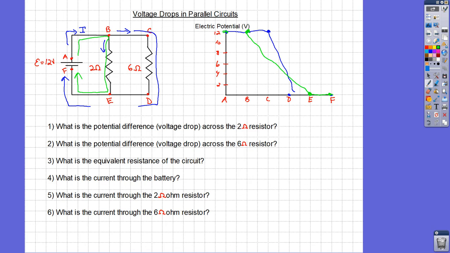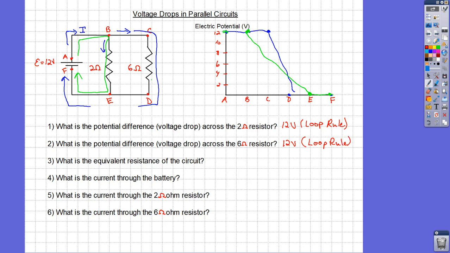If you think about it, the voltage drop across any two resistors that are in parallel has to be the same. And in this case, for a simple parallel circuit, the same as the battery voltage. So the voltage drop across the 2 ohm resistor is equal to 12 volts, and we use the loop rule to figure that out. And across the 6 ohm resistor, it's also 12 volts. Again, the loop rule is our explanation.